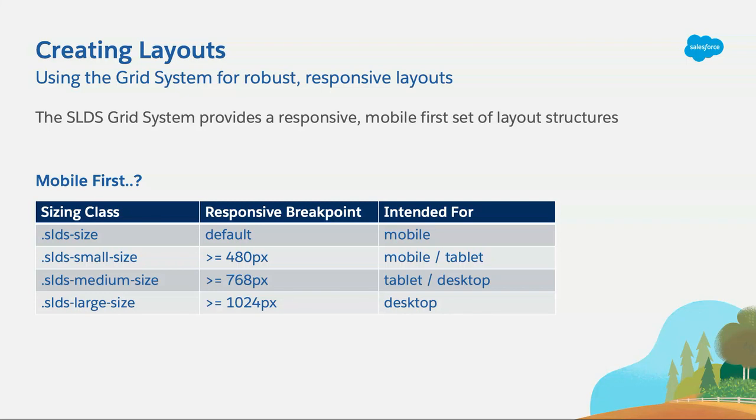For SLDS, this means adding size and class prefixes for certain breakpoints, which you can see on the screen here. We utilize small, medium, and large keywords to designate responsive breakpoints for mobile, tablet, and desktop.